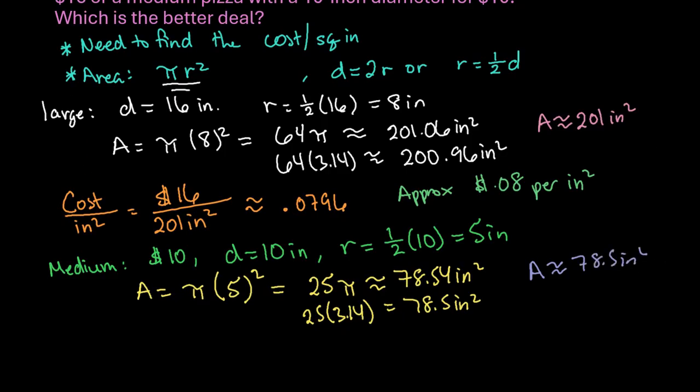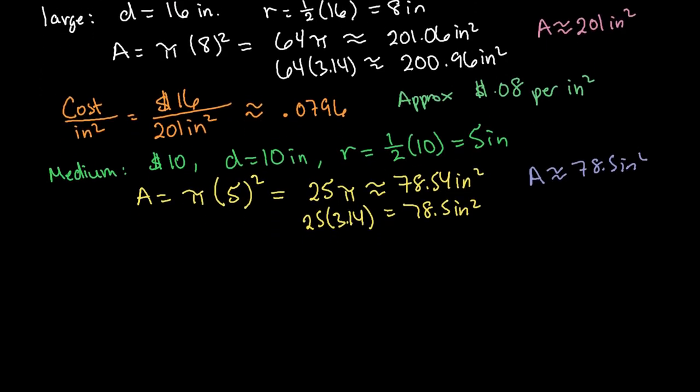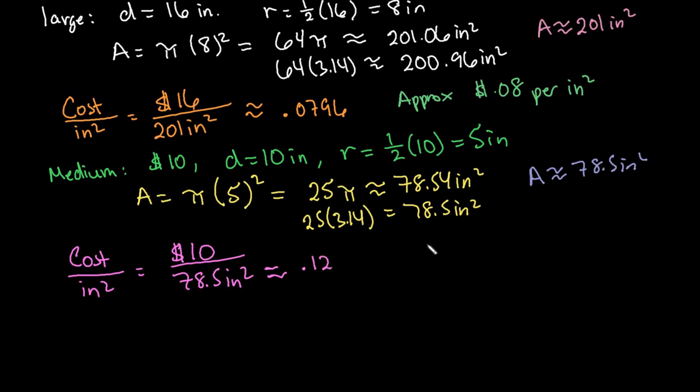Okay, now we need our cost comparison to see how it compares to the other one. We want to convert this to cost per square inch, so I would do $10 divided by 78.5 square inches. When I simplify that, I get approximately 0.127. If we round to the nearest hundredth, because that makes sense for this problem, we would be spending approximately 13 cents per square inch.